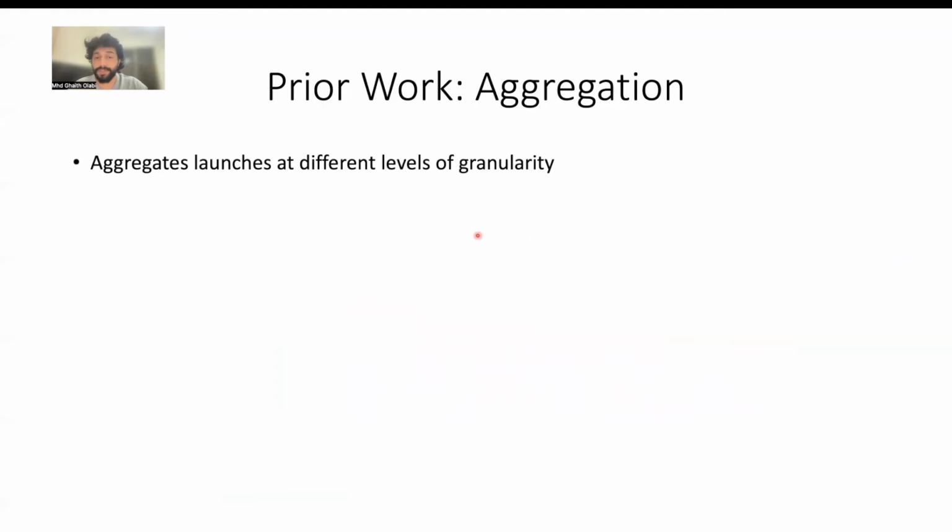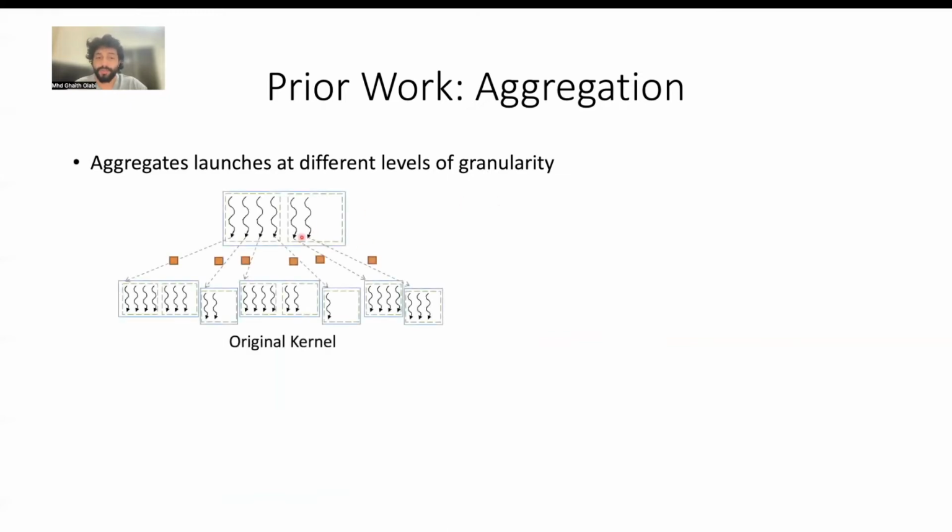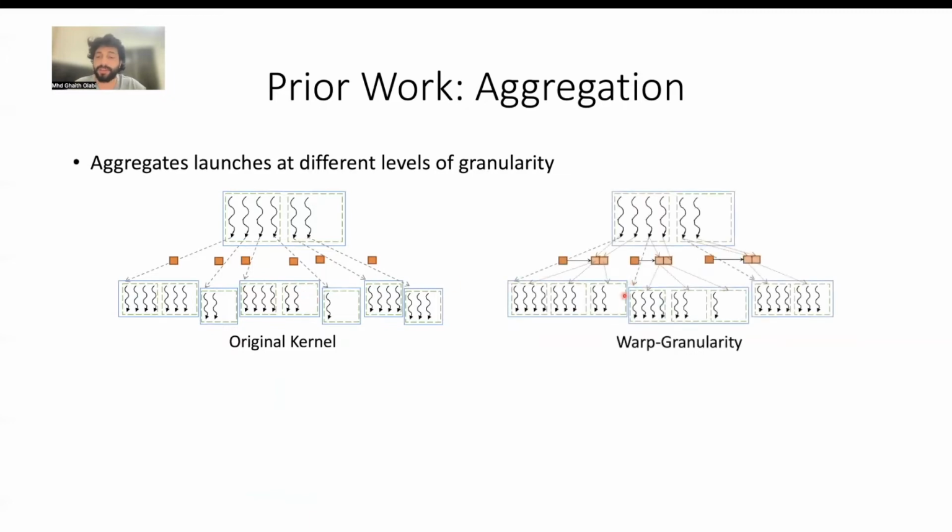Aggregation has been done by prior works at several levels of granularity. So take, for example, this original kernel. The first granularity is called warp granularity, where every warp within a grid would consolidate its launches, and one thread from this warp would do the dynamic launch. So as a result, per every warp, there would be at most one dynamic launch.